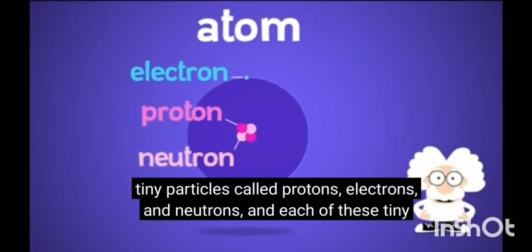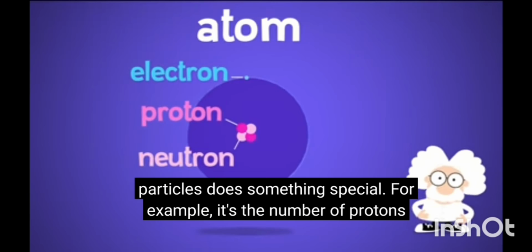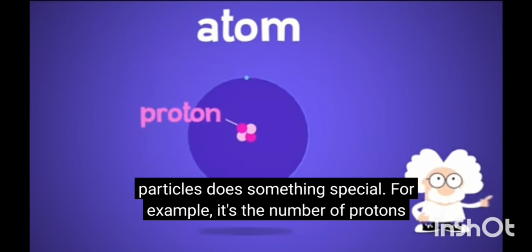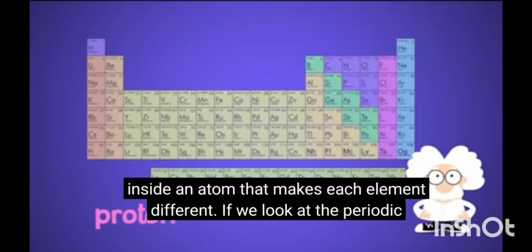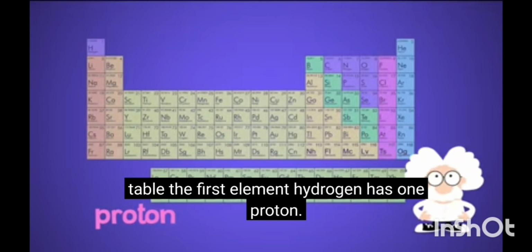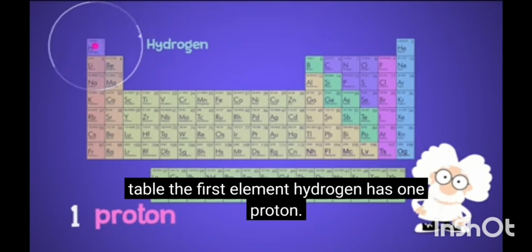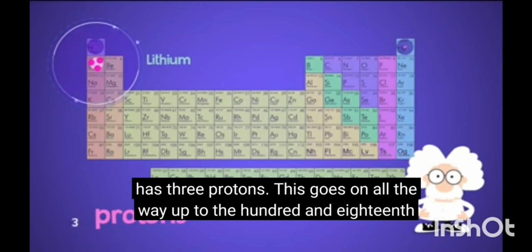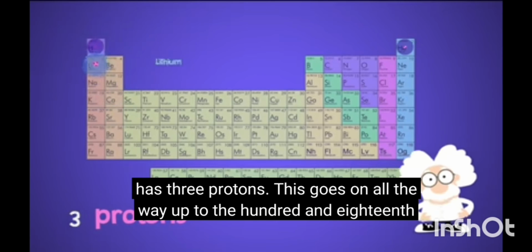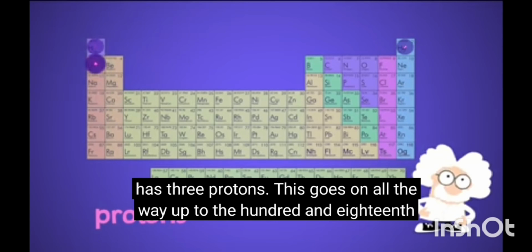And each of these tiny particles does something special. For example, the number of protons inside an atom is what makes each element different. If we look at the periodic table, the first element, hydrogen, has 1 proton. The second element, helium, has 2 protons and the third element, lithium, has 3 protons. This goes on all the way up to 118 elements.